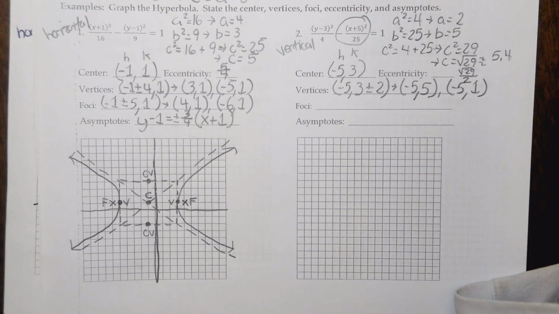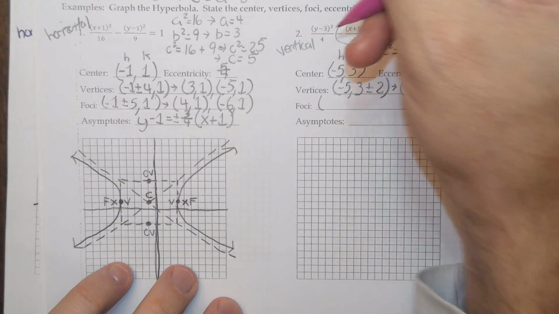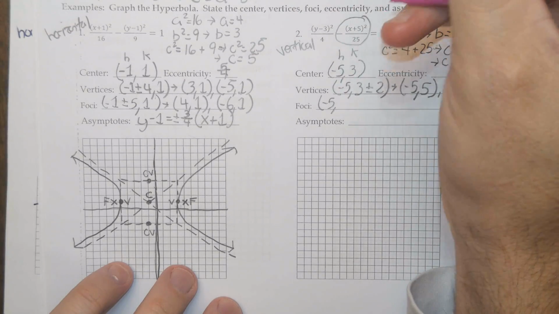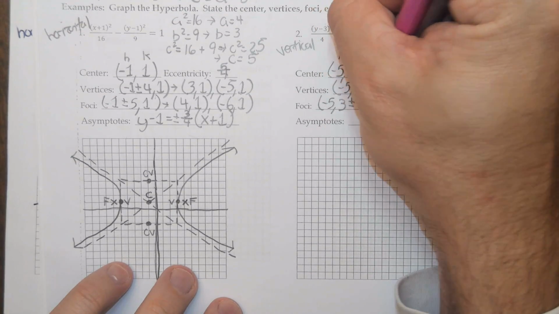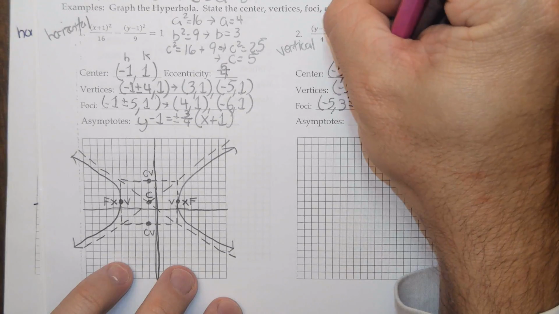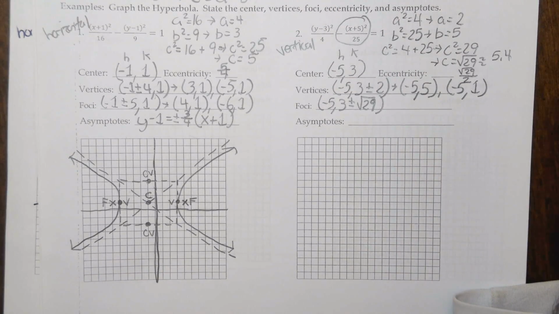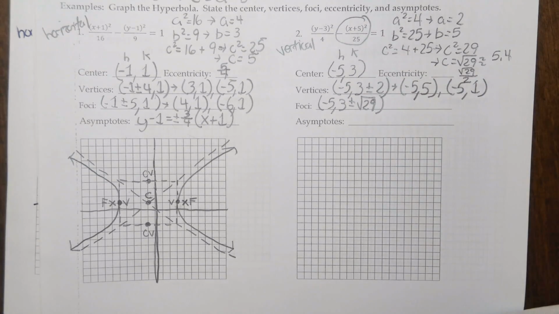Foci is a little bit more difficult because we're dealing with a radical expression here. What was our formula for our foci? It's h, comma, k plus or minus c. So h is -5, comma, k, which is 3, and then c is plus or minus square root of 29. You can just leave it like that, or if you wanted to, you could change that to 5.4 and add and subtract it, but I'm totally fine with you just leaving it like that.